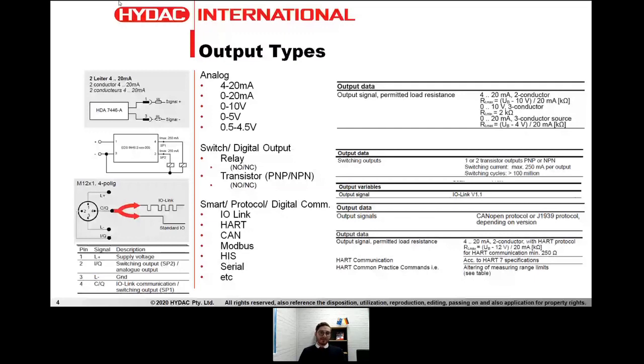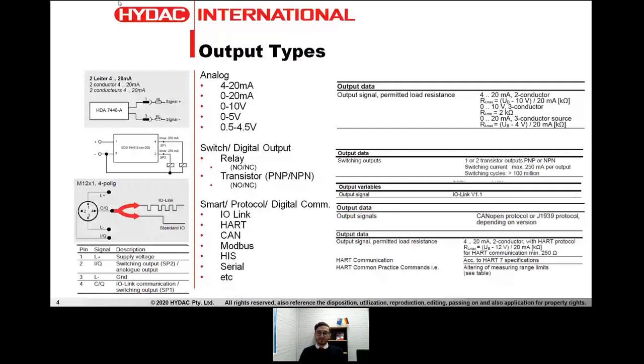We also have switched or digital output style sensors, which come in two types: relay, which is normally open or normally closed, and also transistor style outputs, PNP and NPN, also available in normally open and normally closed. On top of the analog and digital output styles, we also have smart sensors, or sensors that have a protocol output or a digital communication interface, something like IO-Link, HART, CAN, Modbus, serial.